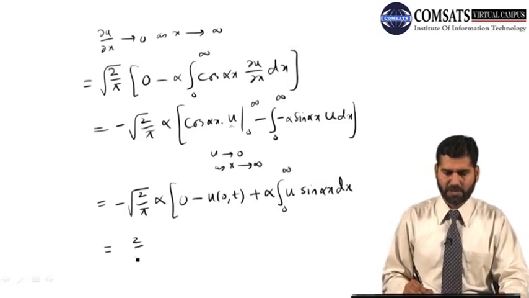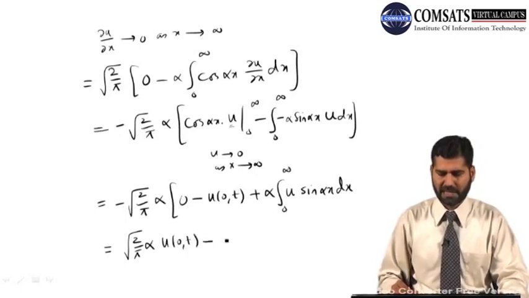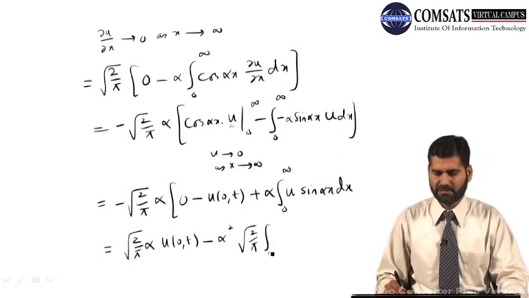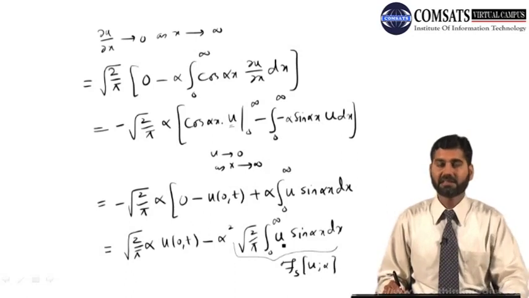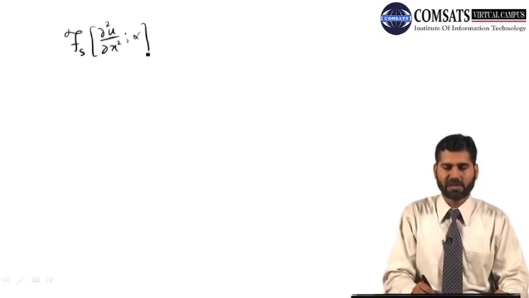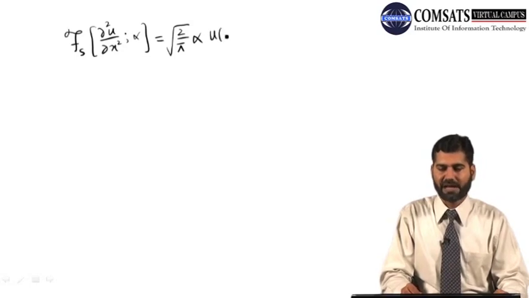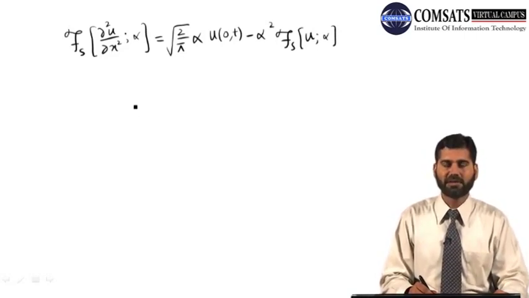So this becomes √(2/π) α u(0,t) minus α² √(2/π) times the integral from 0 to infinity of u sin(αx) dx. Now this whole thing is the Fourier sine transform of u(α), right? This is the Fourier sine transform of u. So what you got here is the Fourier sine transform of ∂²u/∂x², as x goes to α, is √(2/π) α u(0,t) minus α² times the Fourier sine transform of u(α). So this is what you got, the Fourier sine transform. All right?